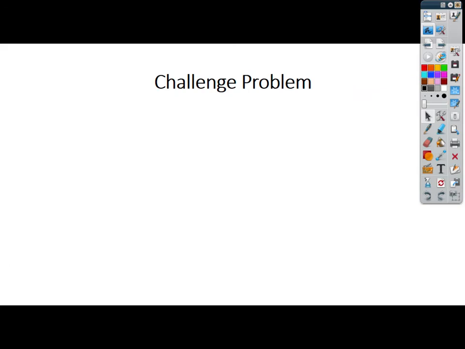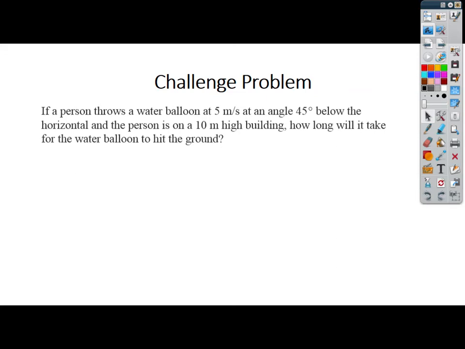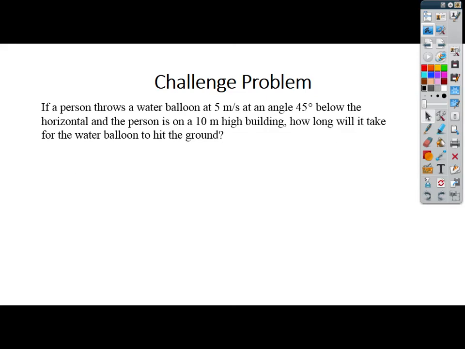Now, there is a challenge problem. This is something that is done in regular physics, actually more than AP physics, okay? But who knows if it happens to show up on AP for some reason too. If a person throws a water balloon at 5 meters per second at an angle of 45 degrees below the horizontal, and the person is on a 10-meter high building, how long will it take for the water balloon to hit the ground?